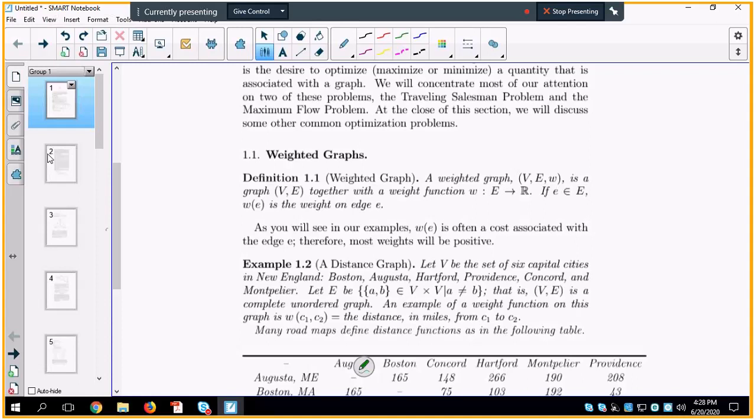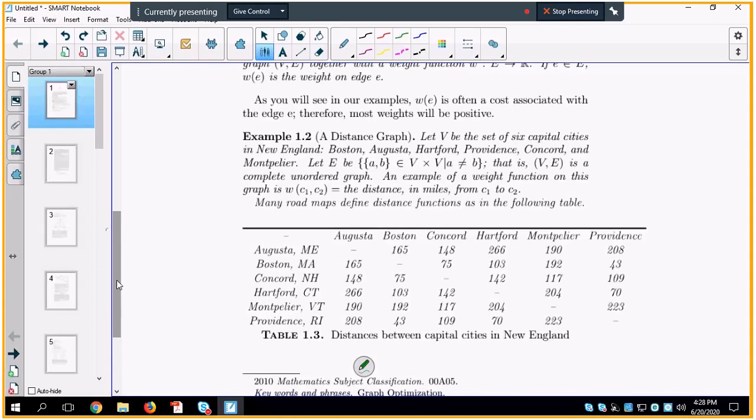If e is an edge in the edge set, then w of e will be the weight assigned to that edge. So you'll see in the examples coming up that the weight function is often a cost associated with an edge e, maybe something like a toll on a road or some other thing. Therefore, most of the weights will be positive.